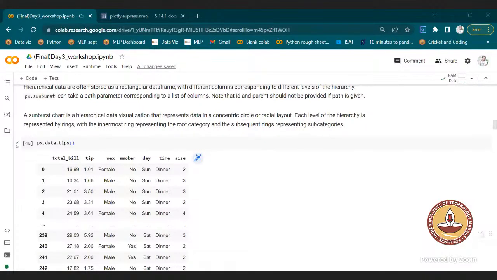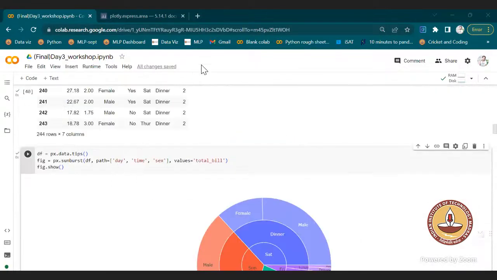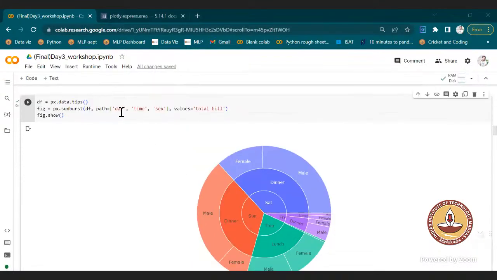The sequence in which you write these headers will determine these levels. Does the sequence in which you write in the code affect it, like date, time, sex? Yes, it will definitely affect it. I have given day as the root node, the inner circle. Then timing, dinner and lunch, is the second circle. Then gender is the third one. It will definitely affect.